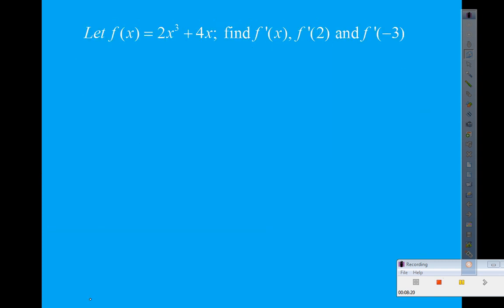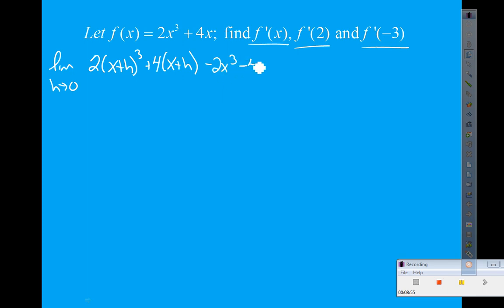That's going to be the gist of our lesson. All I'm going to do is try to get you familiar with it. Hey, here's a hard one. 2x cubed plus 4x. We're going to find the formula. Then I'm going to find the slope of the tangent line at 2 and negative 3. So here's what we got, guys. The limit as h approaches 0 of f of x plus h. So I'm going to go 2 times x plus h cubed plus 4 times x plus h minus f of x, minus 2x cubed minus 4x, all over h.